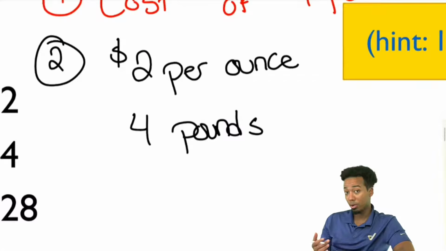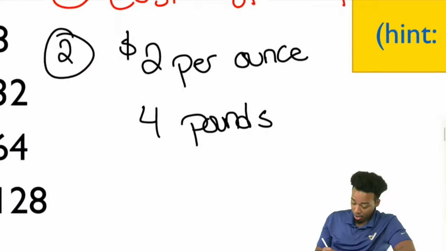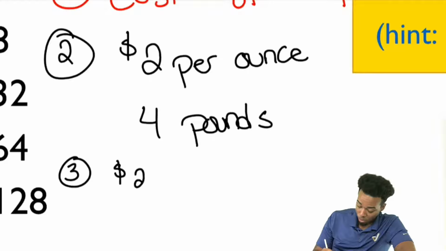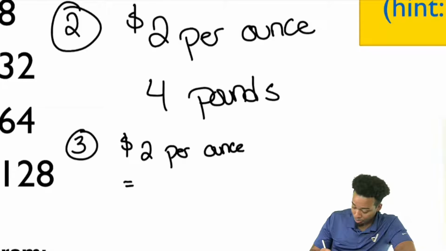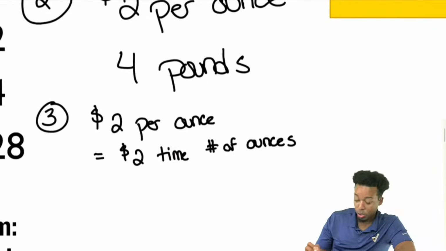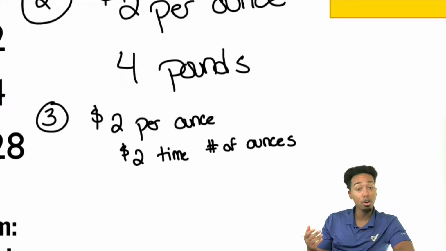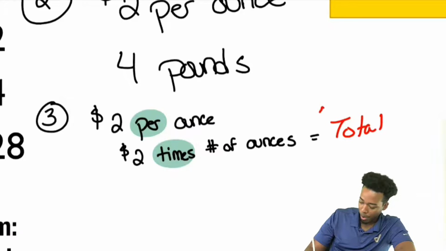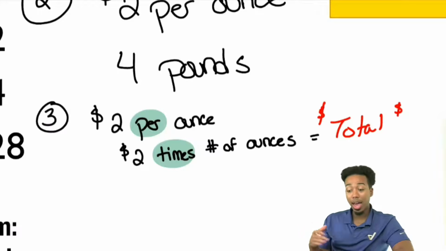If you were thinking that you had to multiply, you're absolutely correct. If you're trying to find the total cost in step 3 and it says $2 per ounce, what that means is $2 times the number of ounces. That's the total cost. That would be correct because the per is what gives it away. So $2 times the number of ounces is absolutely going to give you the total cost.